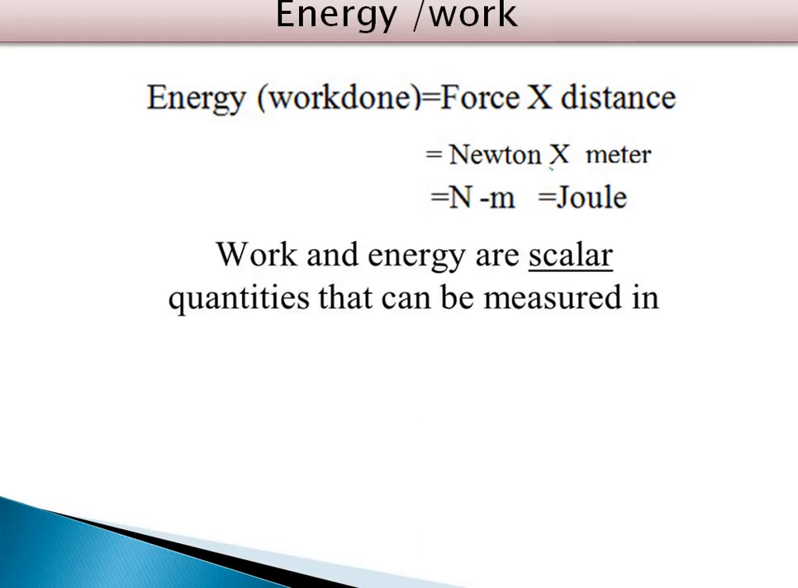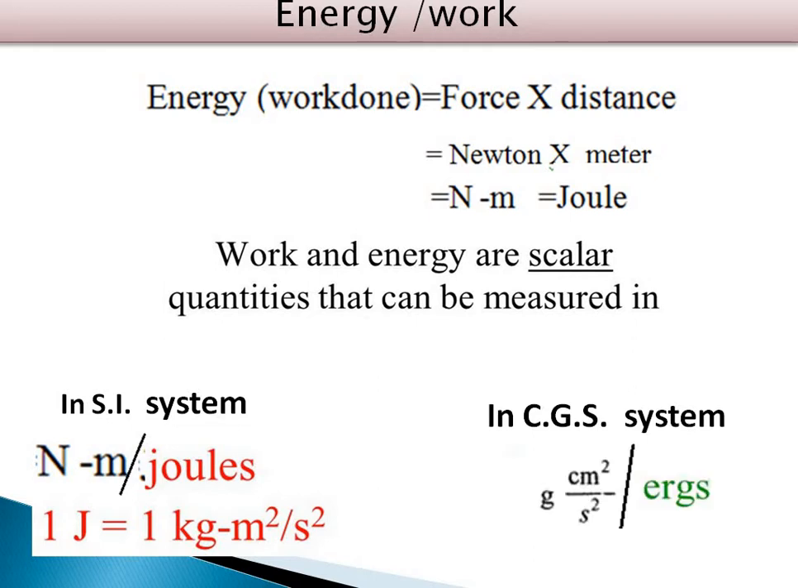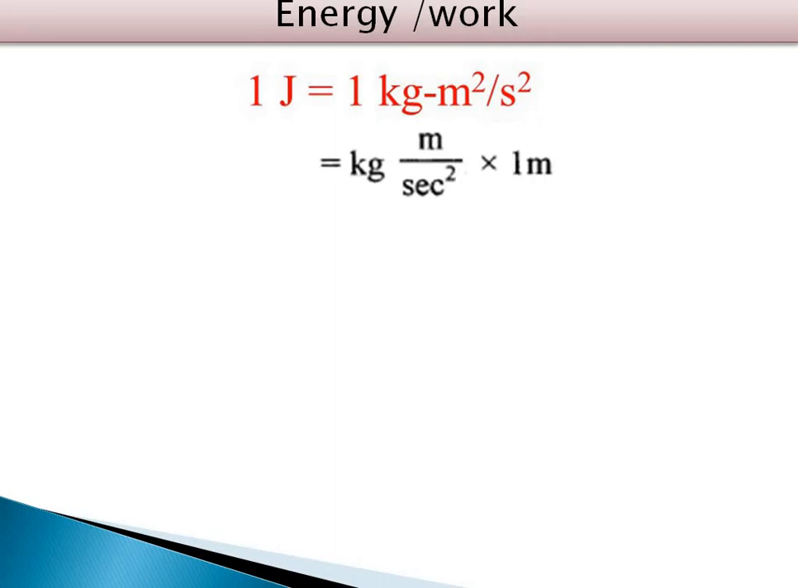Work and energy, these are two scalar quantities, and that can be measured in SI system by joule, and 1 joule is equals to 1 kg meter square per second square, and in CGS system it is measured in ergs, so it is g into centimeter square by second square. So 1 joule is equals to 1 kg meter square per second square. So kg meter per second square into 1 meter is nothing but 1000 gram into 100 centimeter into 100 centimeter divided by second square.